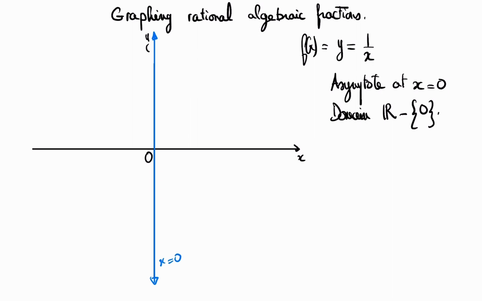So an asymptote is a line that the function approaches but never touches. Maybe I'll write that here.